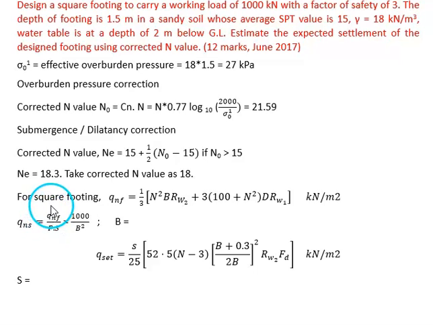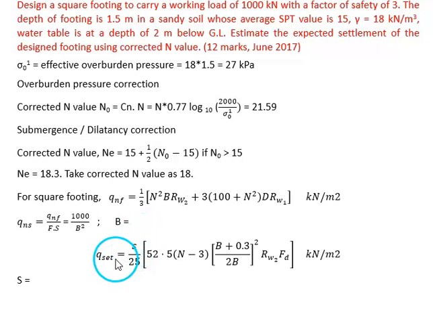And we have to take the Terzaghi and Peck equation, where the net ultimate bearing capacity for the square footing is given as 1/3 into N squared into B into Rw2 plus 3 into 100 plus N squared D Rw1. So in this equation, when we substitute the values and find the net bearing capacity in terms of B, we can calculate the B value by equating this net bearing capacity to the load divided by area. We will be getting one equation in terms of B. By solving that equation, we can estimate the width of the footing.